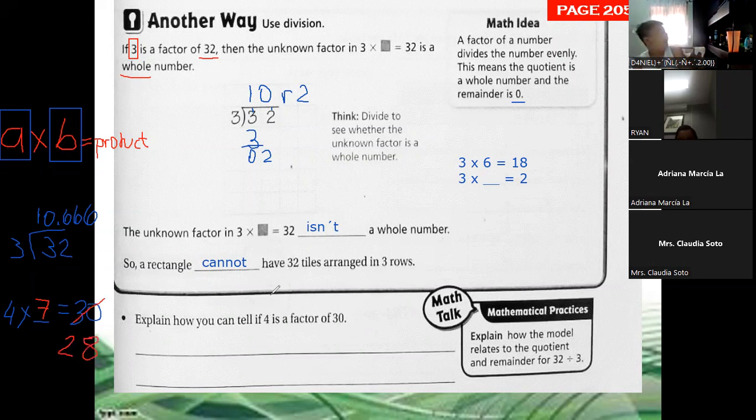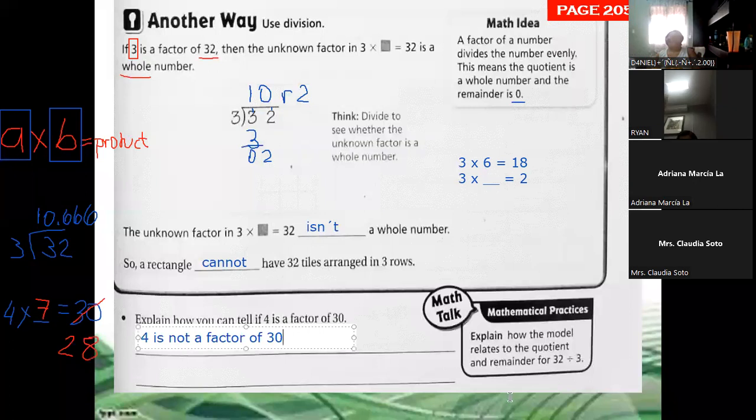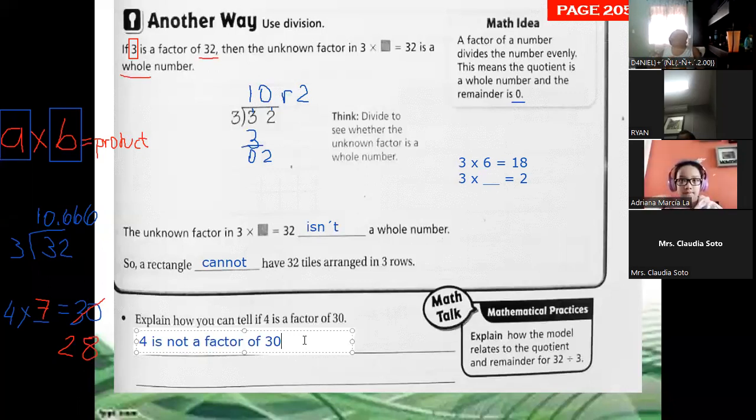So it means here, 4 is not a factor of 30. No, because no number multiplied by 4 equals 30. It's not a factor. No hay ningún número que multiplicado por 4 me dé 30. So it's not a factor, at least not a whole number. 4 is not a factor of 30. Okay?